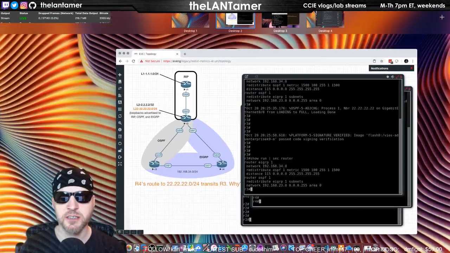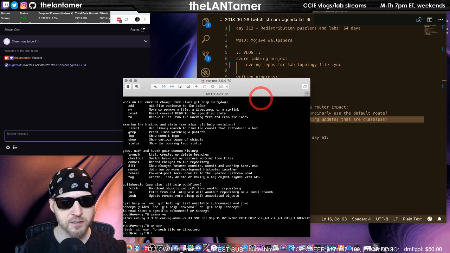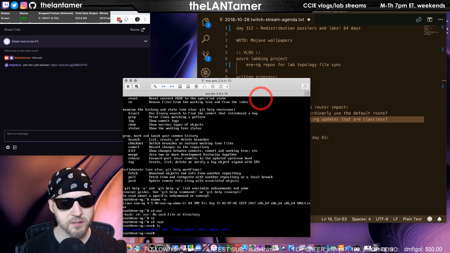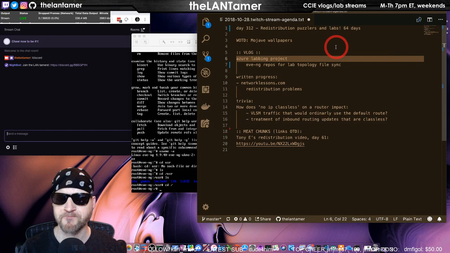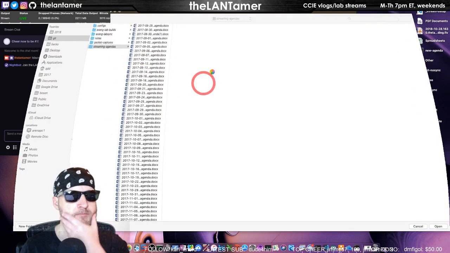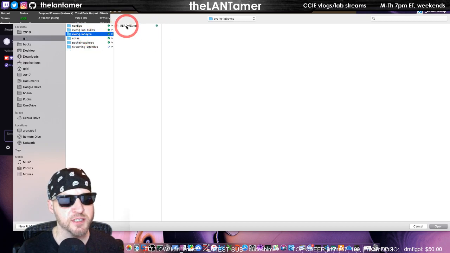It's pretty easy on the server to just navigate. I think it's, what is the path? I just had it. Yeah, it's under user. Oh shoot, where are those files? Yeah, anyway, this is the repo. I call it lab sync.